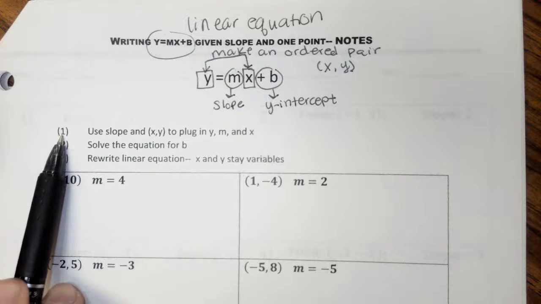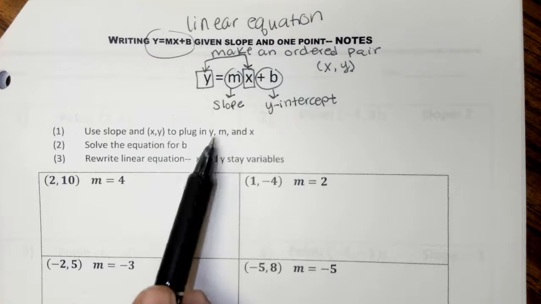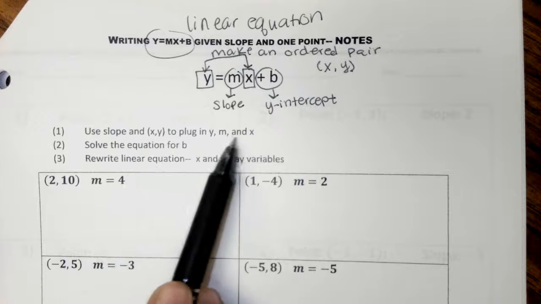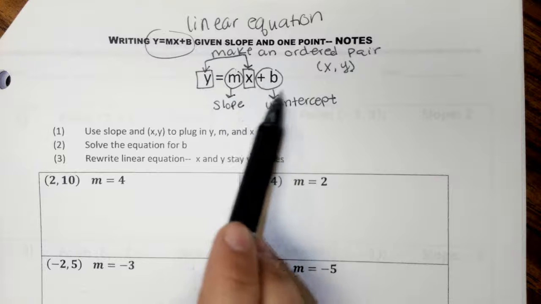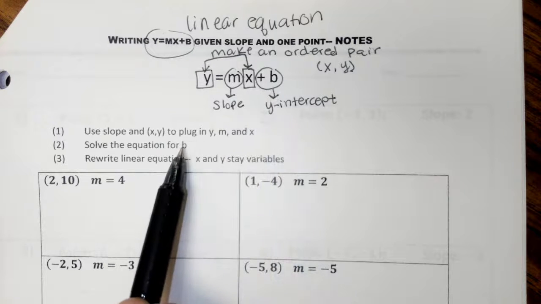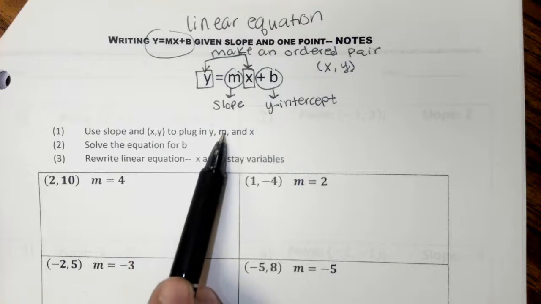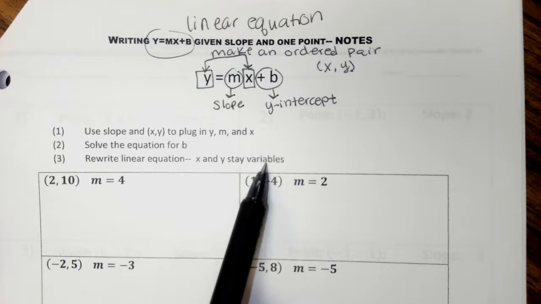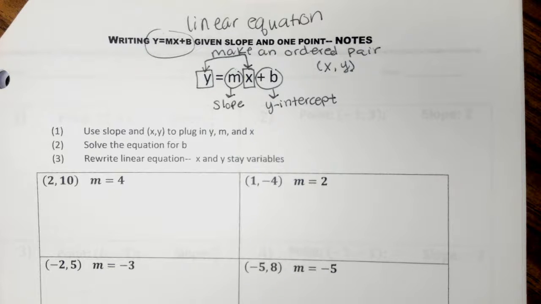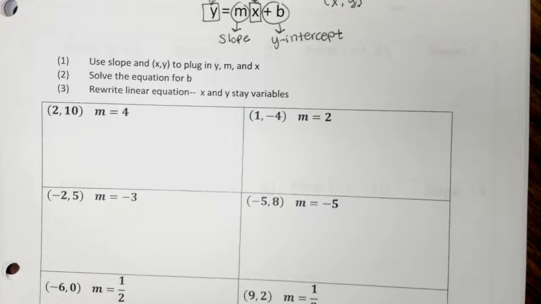And those are our steps. First, we're going to use the slope and the point x, y to plug in y, m, and x. After that, you can solve the equation for b. After you know b, then you're going to rewrite the linear equation using numbers for m and b, but leaving x and y as variables. So let's look at a couple of examples. We're going to look at a lot of examples, not just a couple.